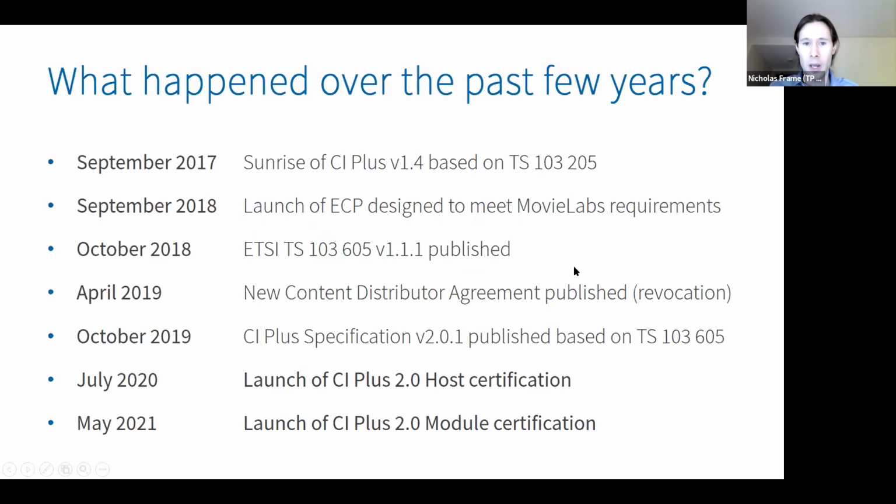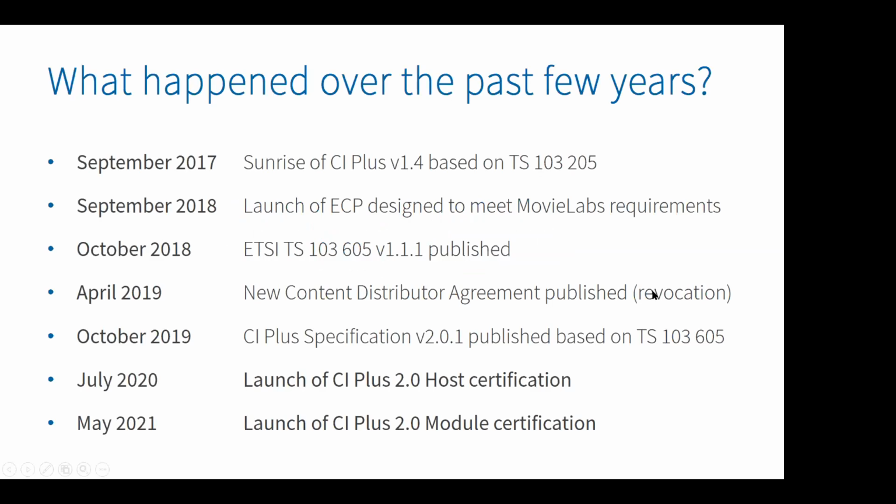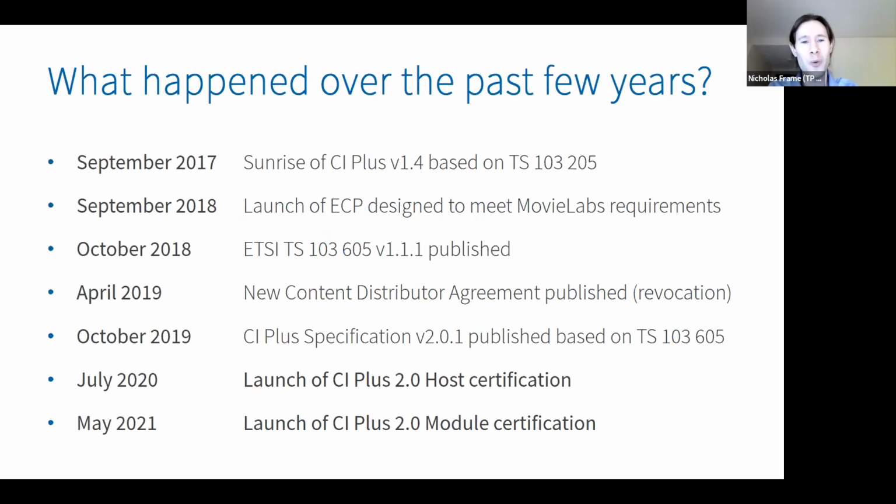Thank you. We'll start with a quick summary of what's happened over the past few years, because it's interesting to look. In fact, a lot has happened. Starting back in 2017, we finally had the sunrise of CI Plus 1.4, so the TS 103 205 standard being deployed. A year after that, we had the launch of ECP, designed to meet the Movie Labs requirements, being able to offer premium content, so live sports, UHD, HDR content through CI Plus.